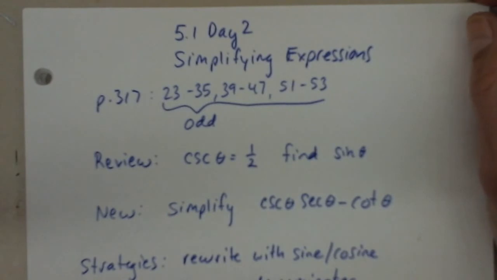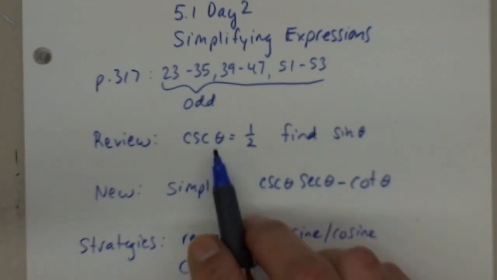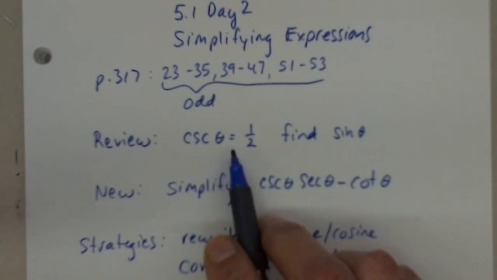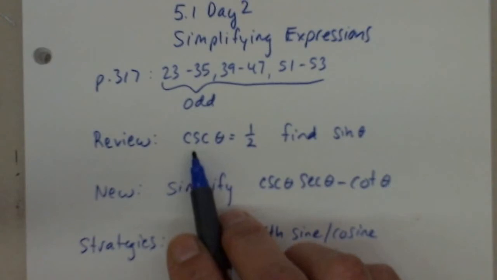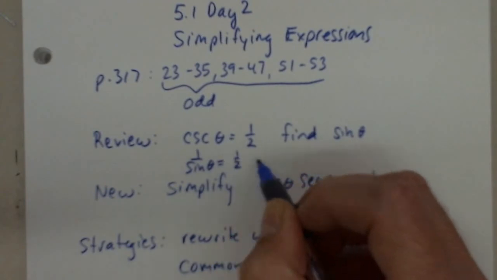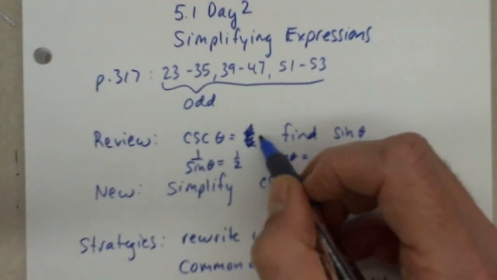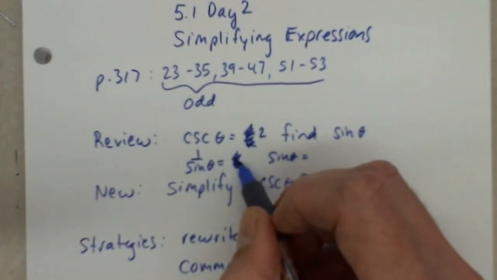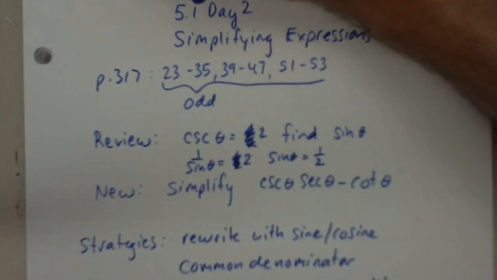Today we'll continue working with trig identities, but today we're going to simplify expressions. In the previous lesson we had an equation and they wanted us to find sine, and so we did it by substituting. We would substitute for cosecant to get 1 over sine is 1/2, and let me change this, make that a 2, and then we could see that sine is going to be 1/2.